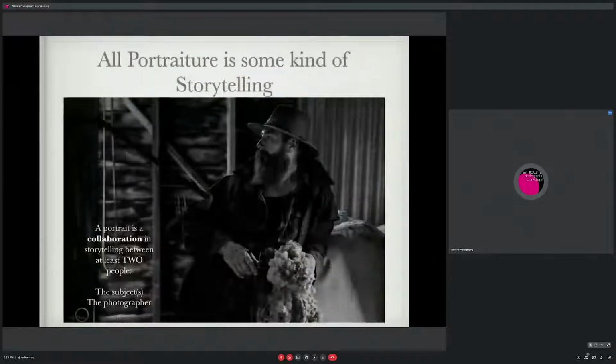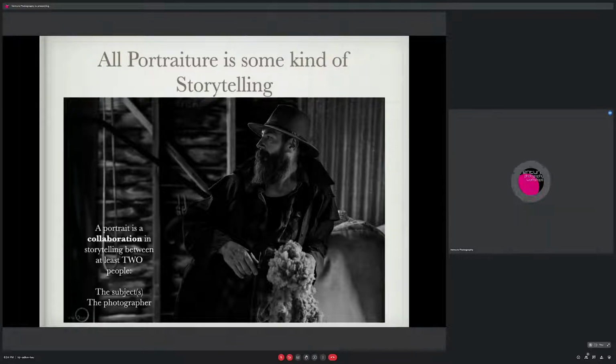So for me, all portraiture is some kind of storytelling, which means that the need to craft the story, the need to create the image so that it tells the story is the driving force behind the way in which the portrait is put together. From the image capture stage, from when you press the shutter button, to the editing or post-production stage, to the final presentation of the portrait, whether it's digital or in print.